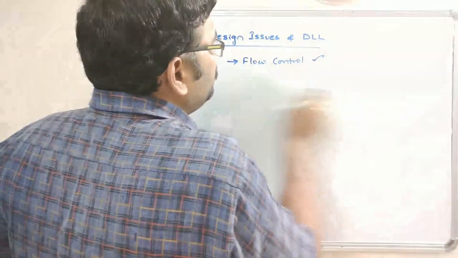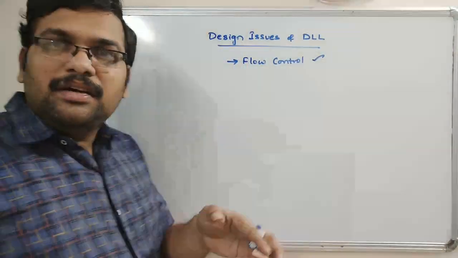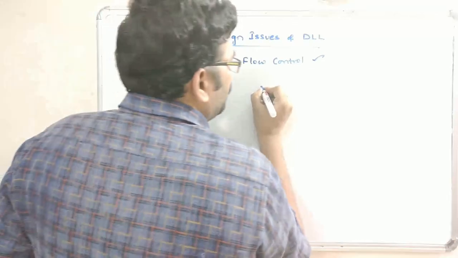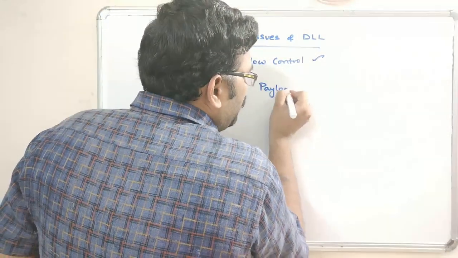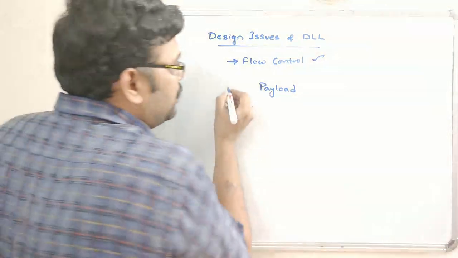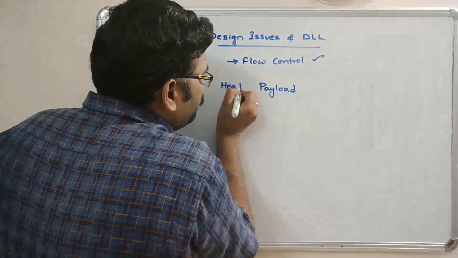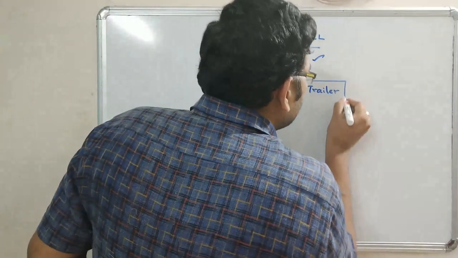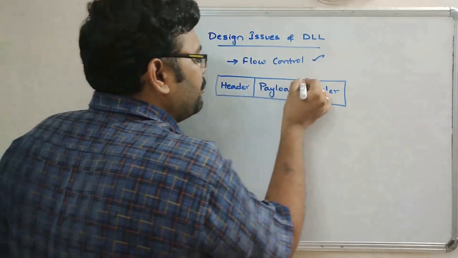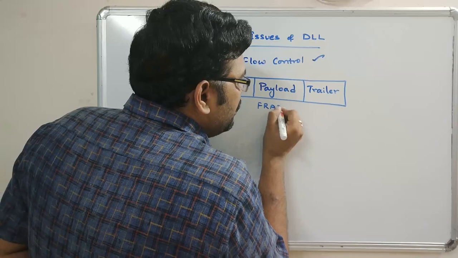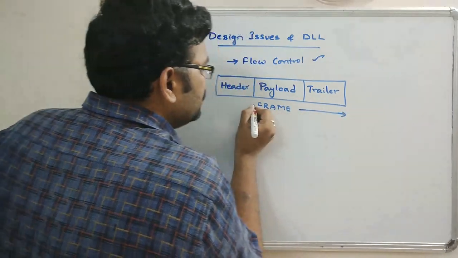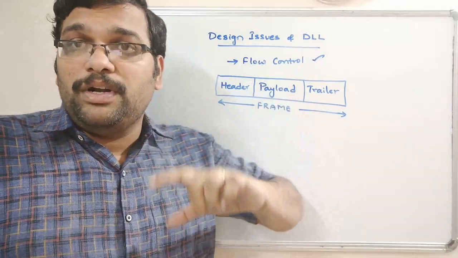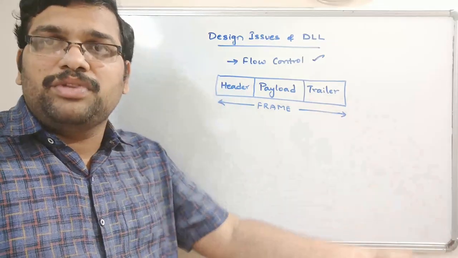Coming to flow control, first, the data will be in the form of frames in the data link layer. So how are these frames represented? The payload is there, and a header will be included. Similarly, a trailer will be included. This combined forms a frame, which we call a data frame. So the data will be recognized in terms of frames. Here the payload is the actual data which is going to be sent from the sender host to the receiver host.